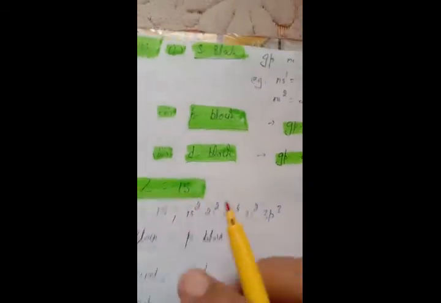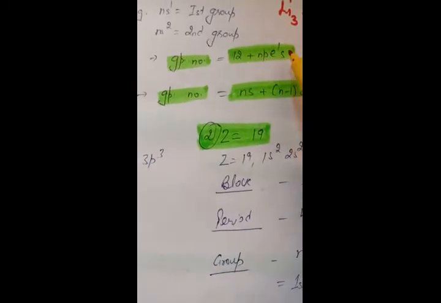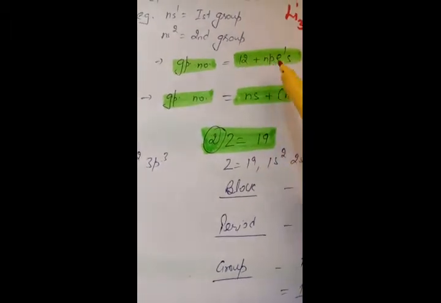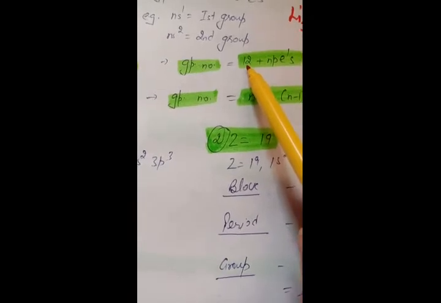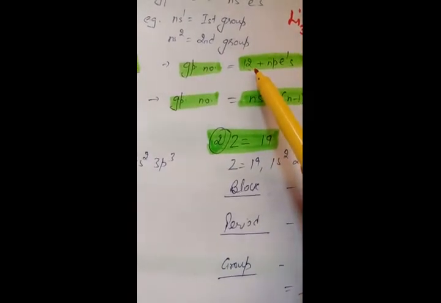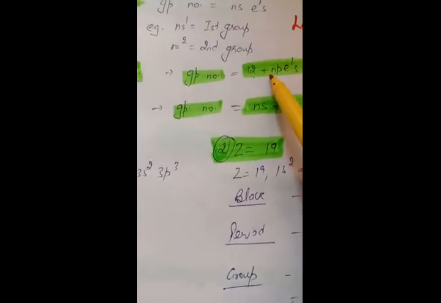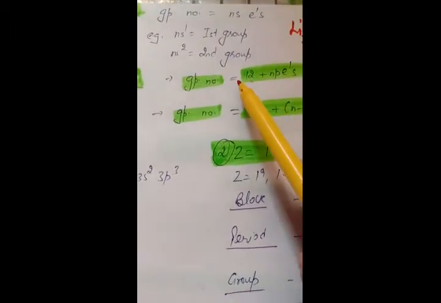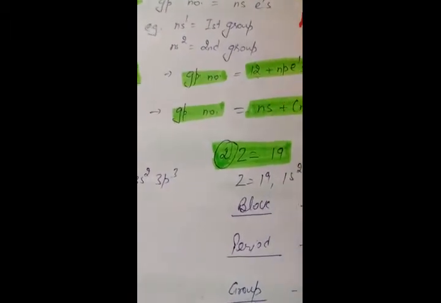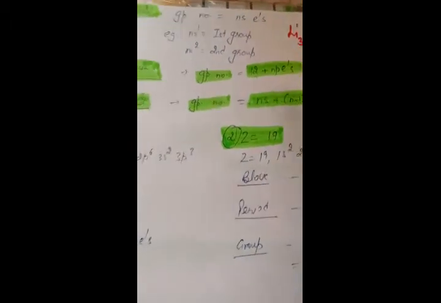Now second, if the element belongs to the p block, then the group number is equal to 12 plus the number of p electrons. Why have I written 12 here? Because s has 2 electrons, p has 6 electrons, d has 10 electrons, and s has 2 electrons, so 10 plus 2 is 12. So, 12 plus the number of electrons present in the p subshell.